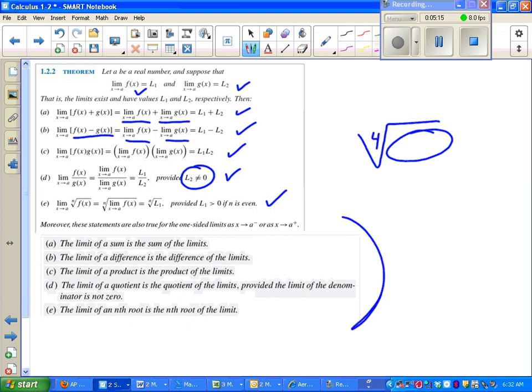Those same 5 rules are summarized in words down below. And look over those, make sure they make sense before you move on.